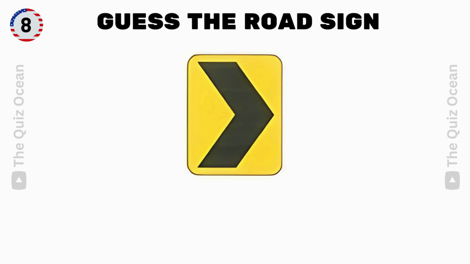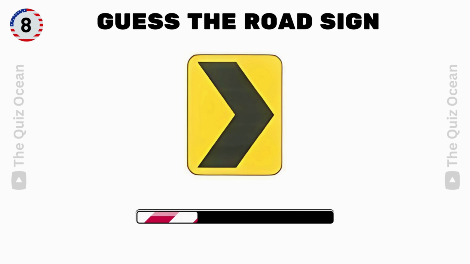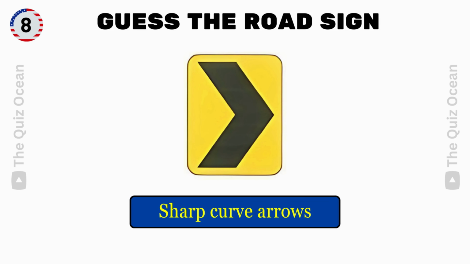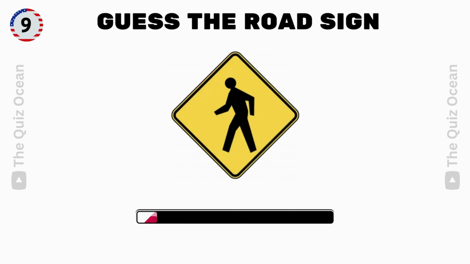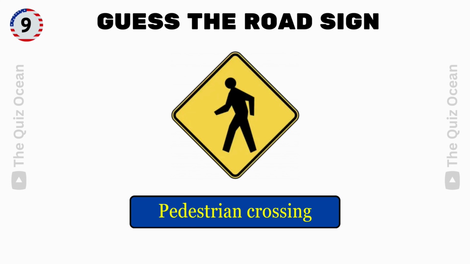Which road rule does this sign represent? Chevron or sharp curve arrows. Guess the road sign. Pedestrian crossing.